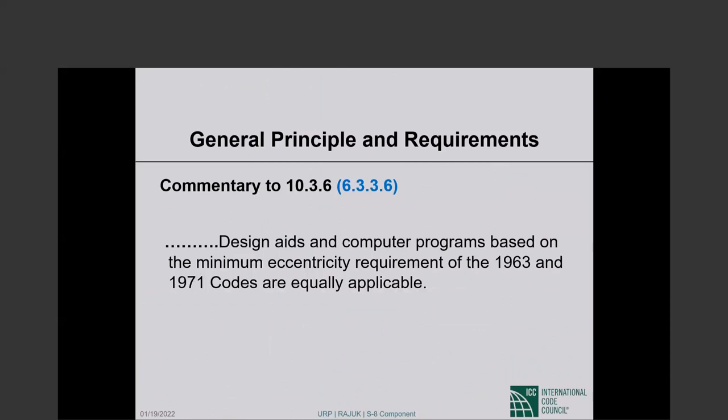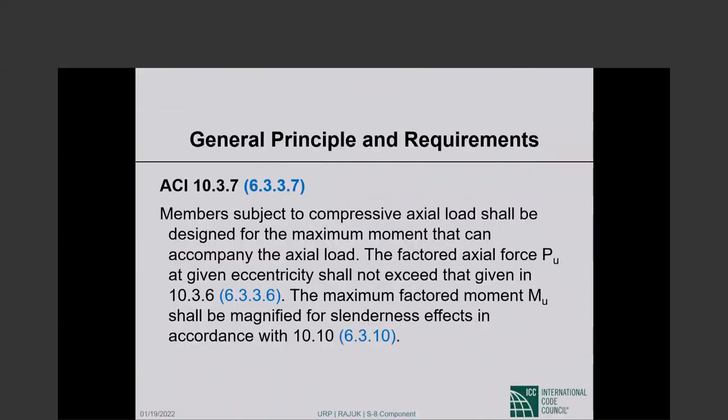Design aids, and so we carried this up until 2008, maybe beyond. Design aids and computer programs based on the minimum eccentricity requirements of the 63 and 71 codes are equally applicable. So instead of taking the 0.85 and 0.80 reductions, you are fully allowed to use accidental eccentricities of 5% of column dimension and 10% of column dimension, that is still allowed. You will get the same or very similar result.